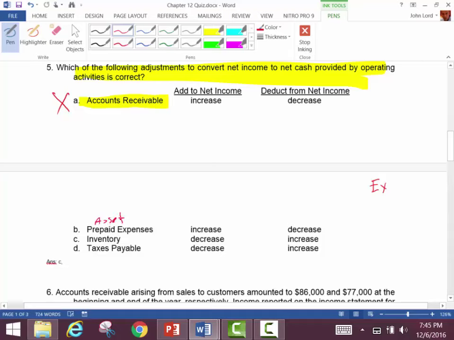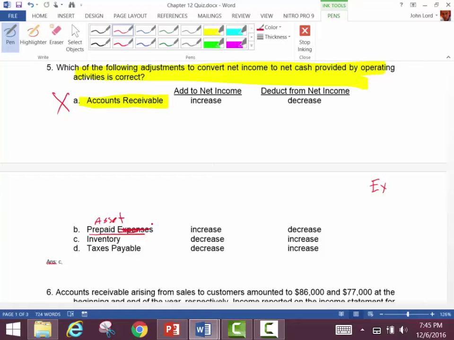Because otherwise this question doesn't work. They mean the asset here, don't they? They shouldn't call it prepaid expenses. They should just call it prepaids, right? Not expenses. Because when they say expenses, I think they're thinking the income statement account. They mean the balance sheet account, don't they? And so if my prepaid asset increases, I don't add that to net income. I subtract that from net income, right?